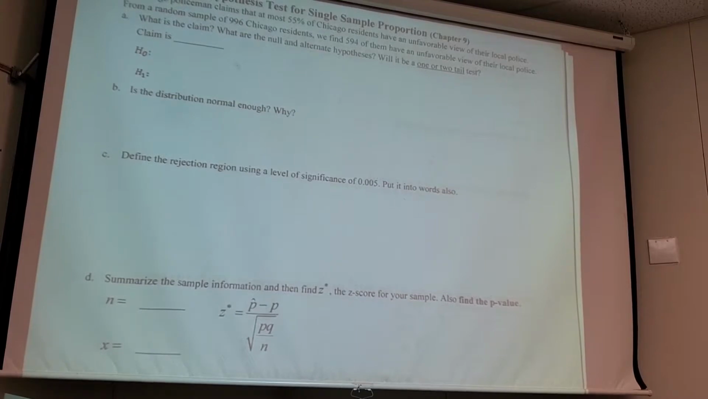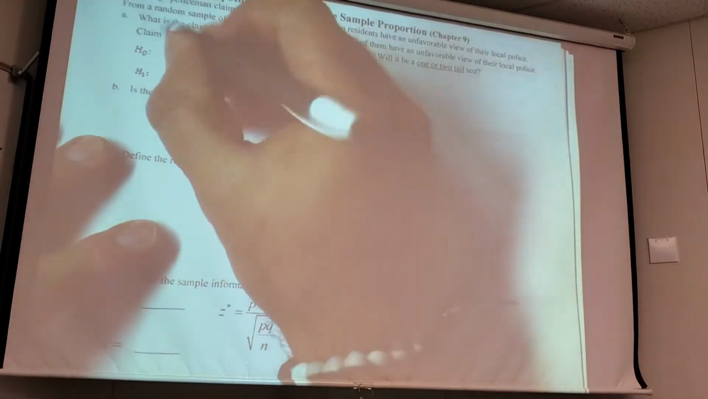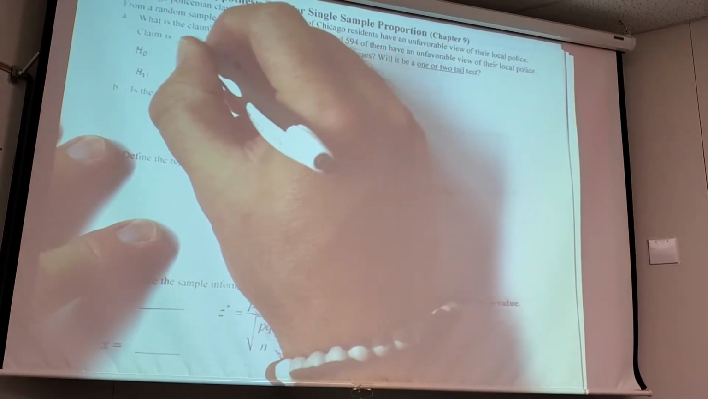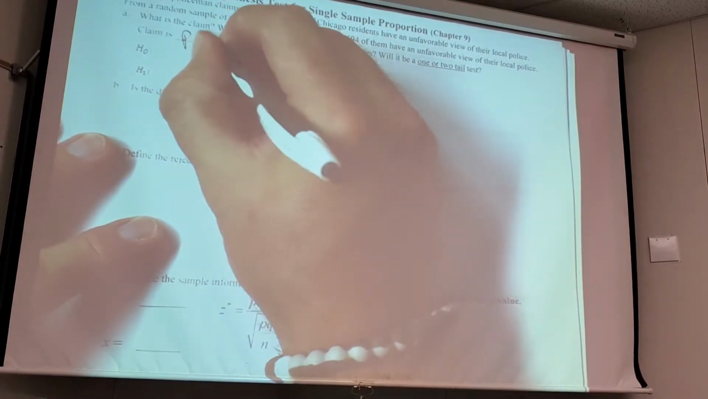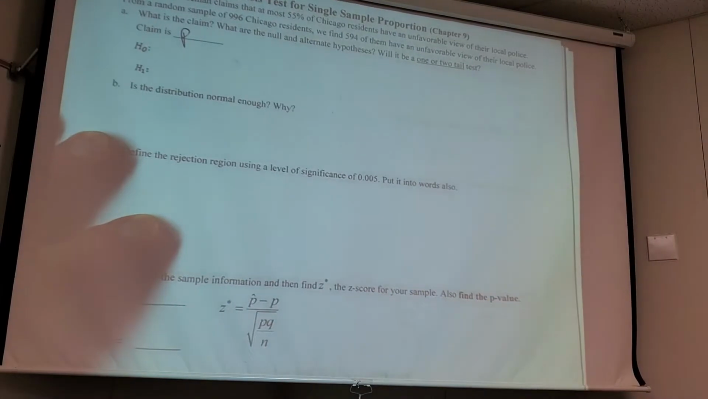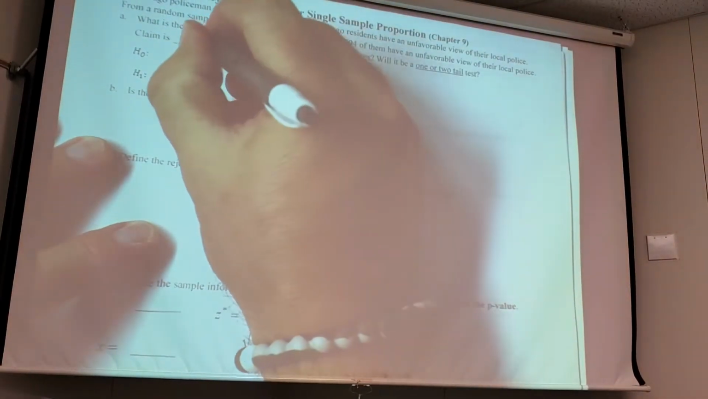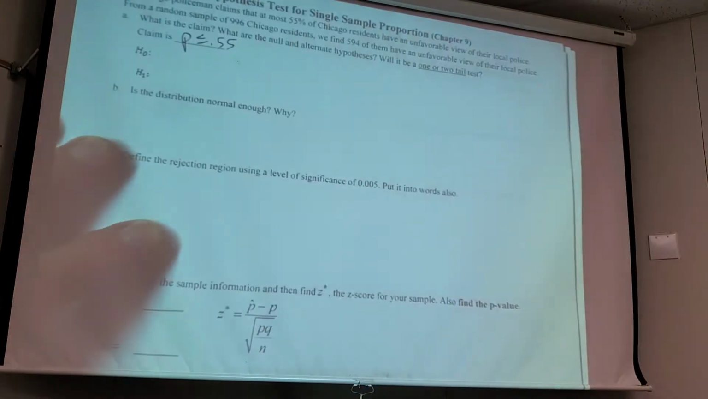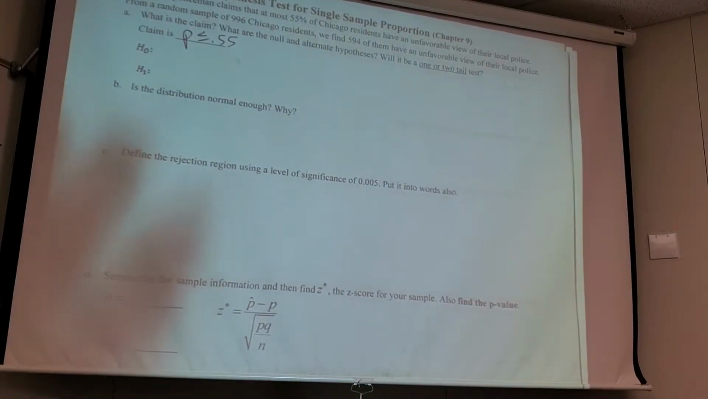What do you guys see? What claim is being made? At most 55%. So how do I write that in math? Yeah. So at most means up to. So less than or equal to 0.55. That is the claim. So what slot does it get thrown into?